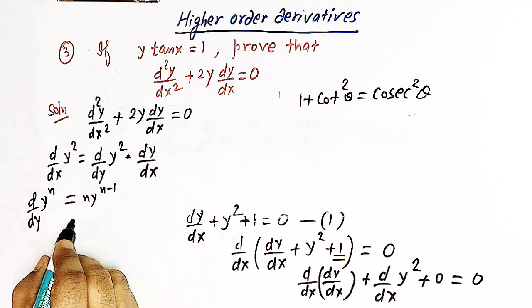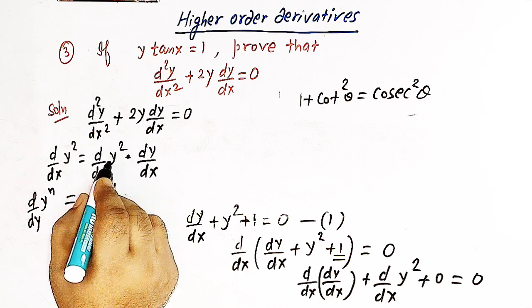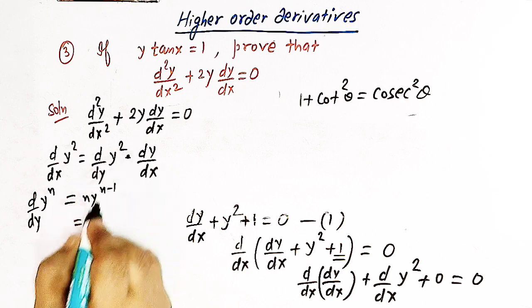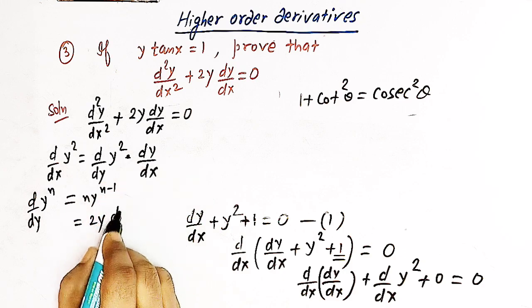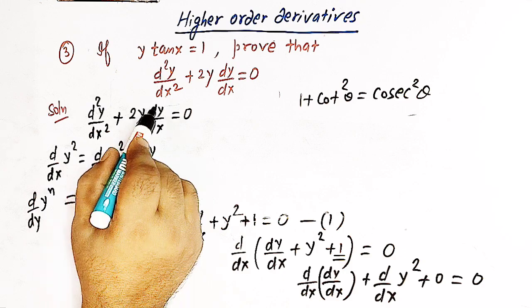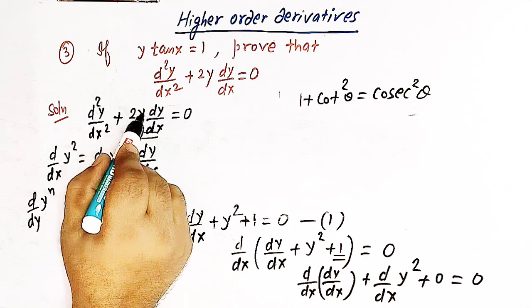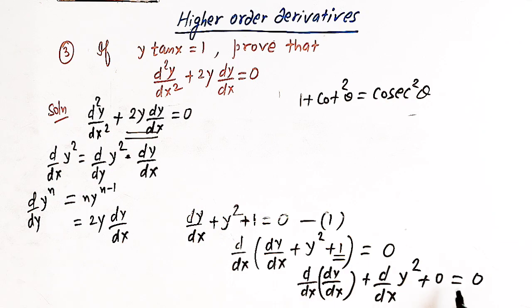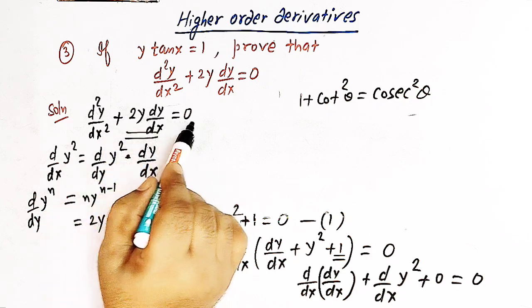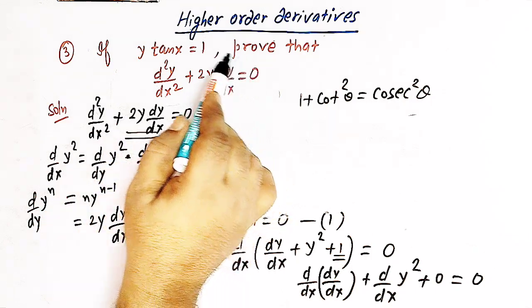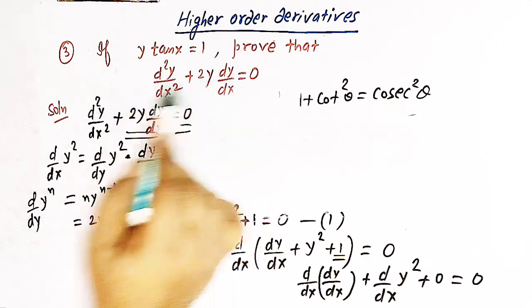So here the derivative of y square is 2y, and then by chain rule we have dy over dx. So here we have 2y dy over dx. So d2y over dx2 plus 2y dy over dx is equal to 0. So this is the result which is to be proved.